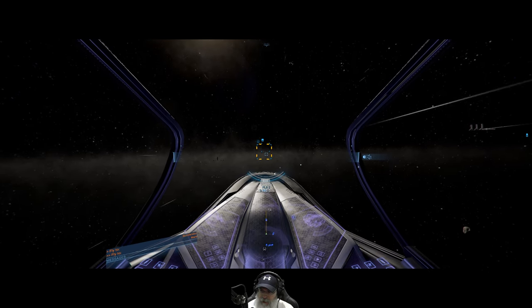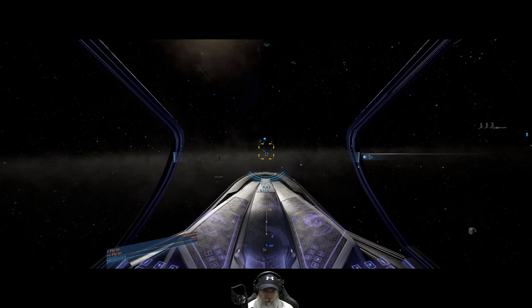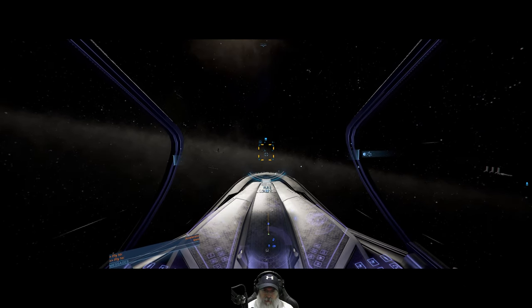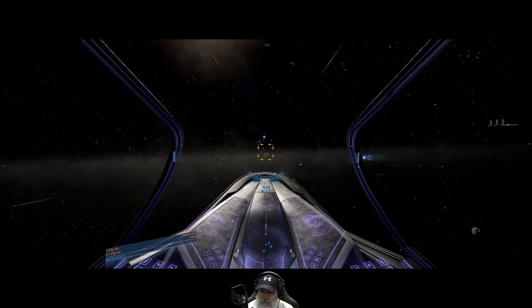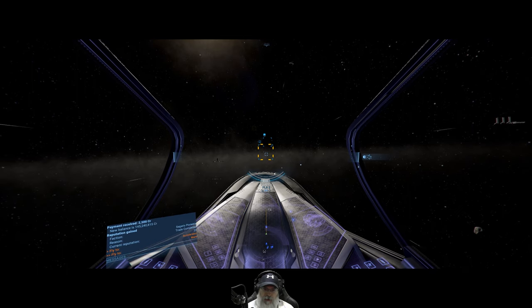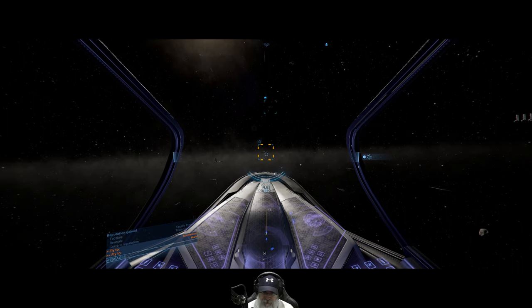I'm back in X4, and we are currently in the asteroid belt. We are working our way towards the gate that's going to lead us into the middle systems of the Terran, so we can open them up for trading purposes.